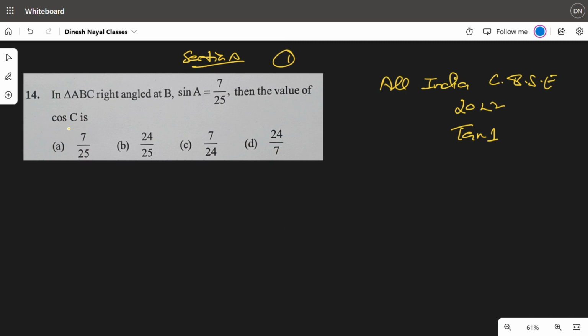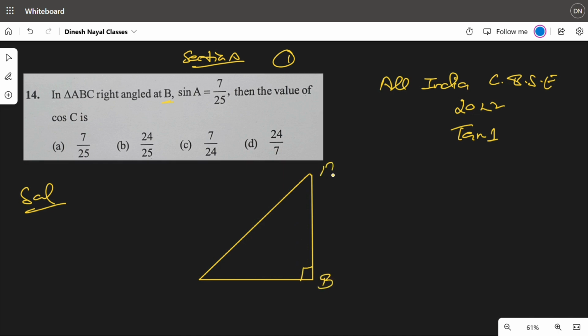Okay, so the question is: in right angle triangle ABC, right angle at B. Let's make a right angle triangle over here. They are saying it's right angle at B, so this is the right angle. Considering this as B, we can name this as A and this as C. So ABC is a right angle triangle.